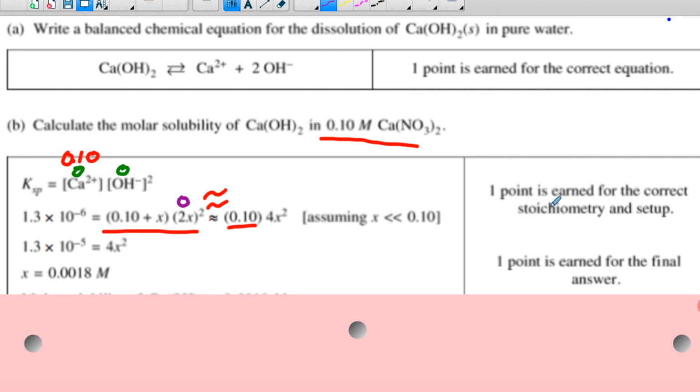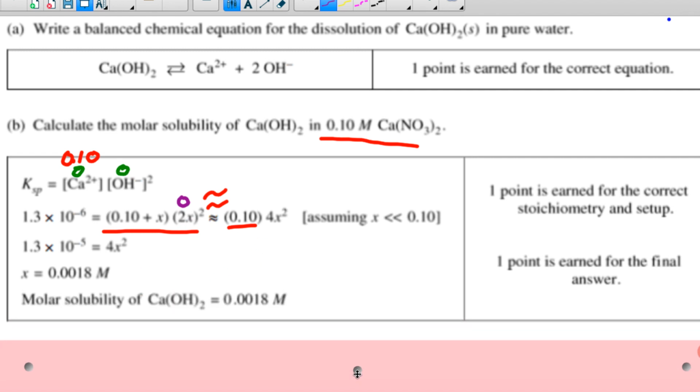Now, a couple points from the rubric. 1 point is earned for the correct stoichiometry and setup. The stoichiometry is the idea here that it's 0.1 plus x and 2x. The idea that for every 1 calcium, there's 2 hydroxides, and that you can plug it into the Ksp expression. And then 1 point for the final answer. So you would say that the molar solubility is 0.0018.